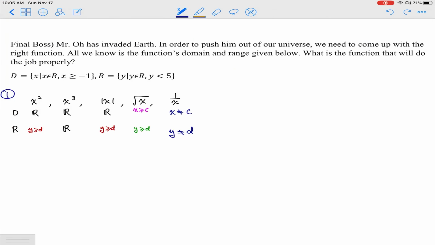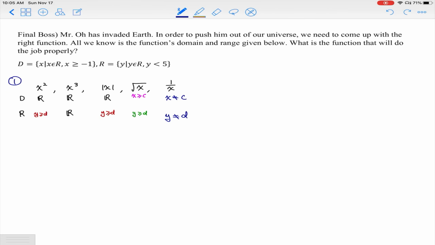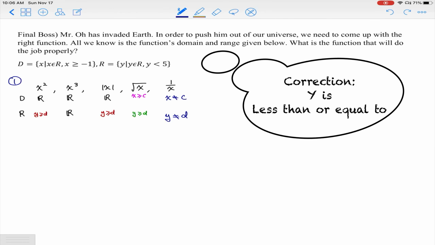Okay, so when you're dealing with this type of question, let's read the question first. The final boss, Mr. O, has invaded Earth. In order to push him out of our universe, we need to come up with the right function. All we know is the function's domain and the range given below. What is the function that will do the job properly? The domain is x such that x is an element of real numbers, x is greater than or equal to -1. The range is y such that y is an element of real numbers, y is less than 5.